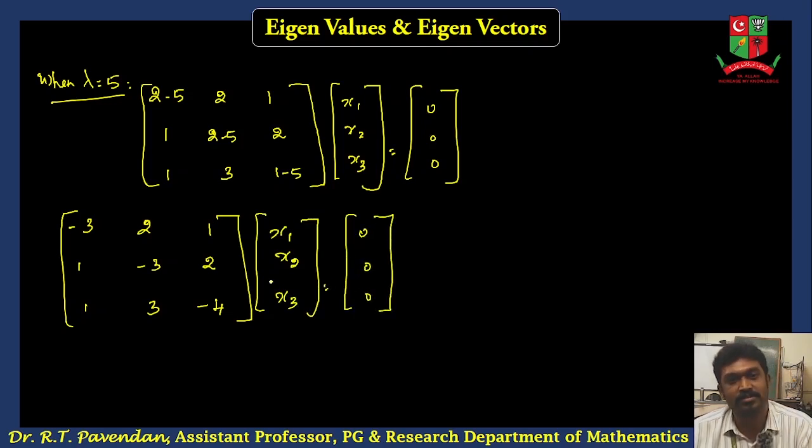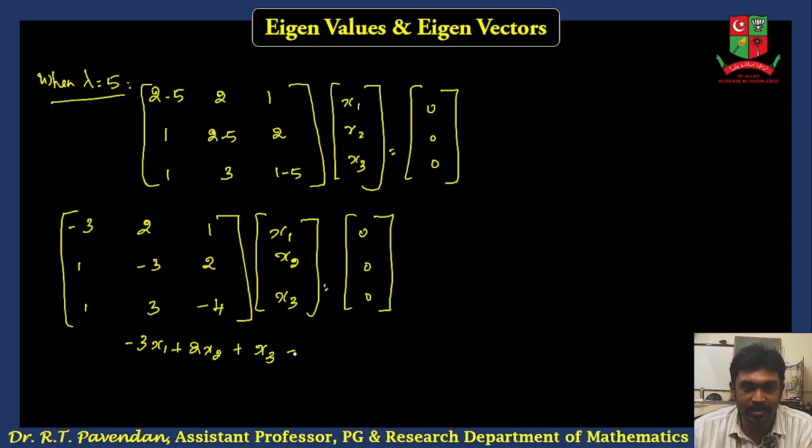Just like the previous process, from this matrix multiplication we get 3 equations: minus 3 into x1 plus 2 into x2 plus 1 into x3 is equal to 0. Likewise 1 into x1 minus 3 into x2 plus 2 into x3 is equal to 0. 1 into x1 plus 3 into x2 minus 4 into x3 is equal to 0. Let me write out those 3 equations now. Minus 3x1 plus 2x2 plus x3 is equal to 0.